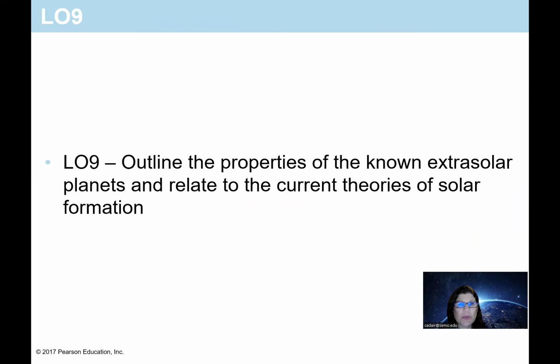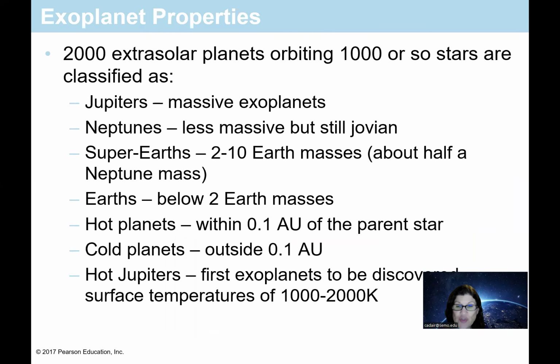All right, so about 2,000 extrasolar planets have been found so far, orbiting about 1,000 or so stars. We classify them as Jupiters, massive exoplanets, right? We have those. Neptunes, less massive, but still big. Super Earths, which are about 2 to 10 times the mass of the Earth, or about half the mass of a Neptune. We think they're rocky.